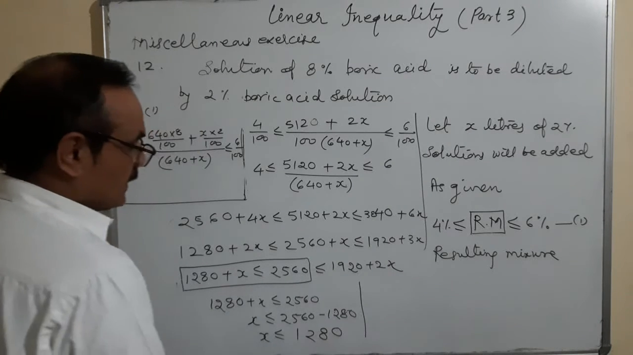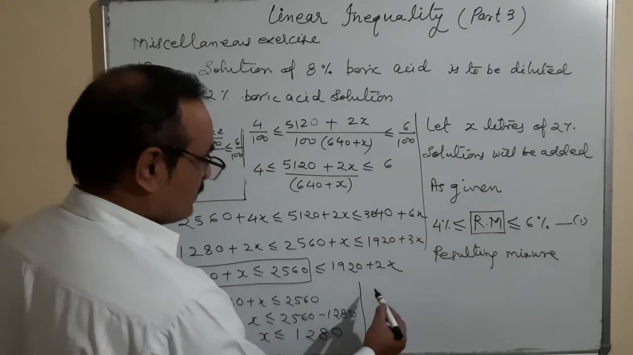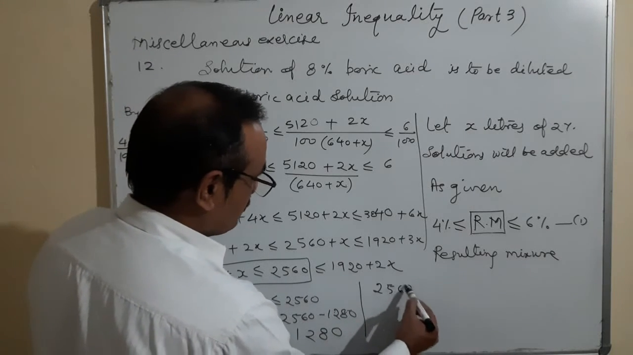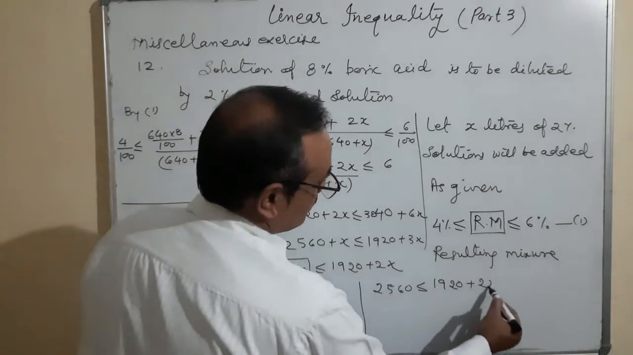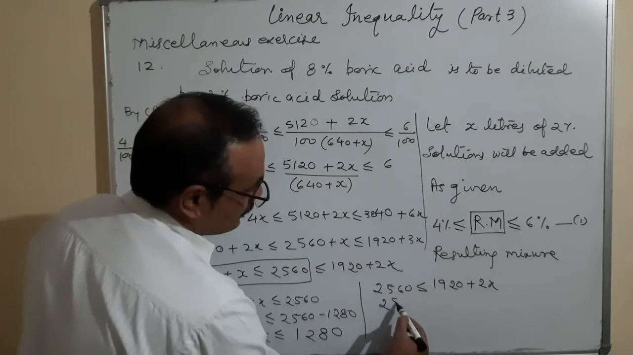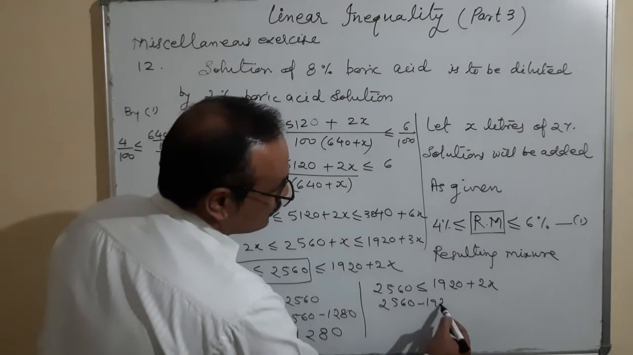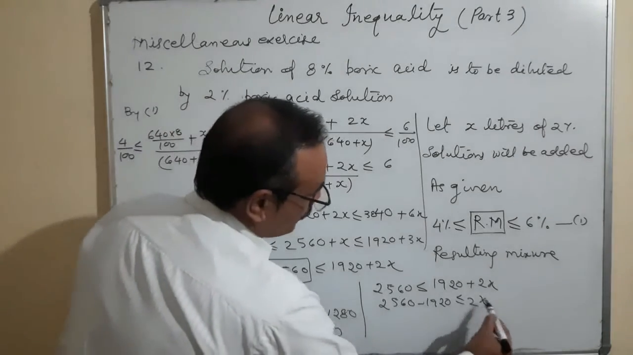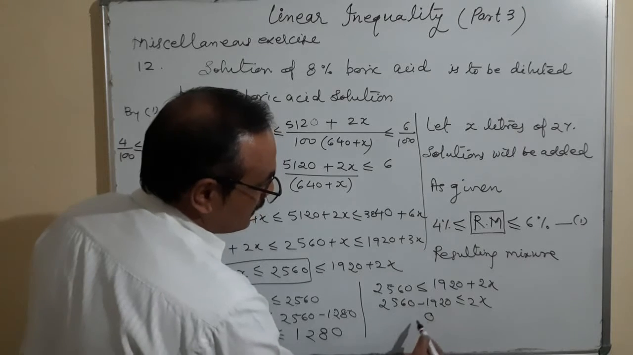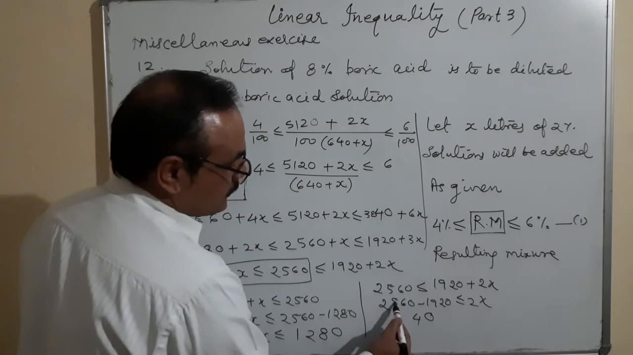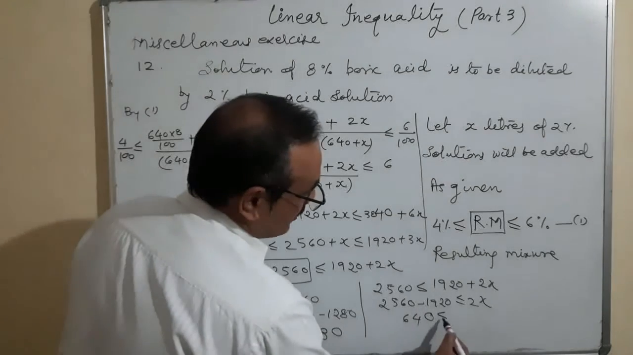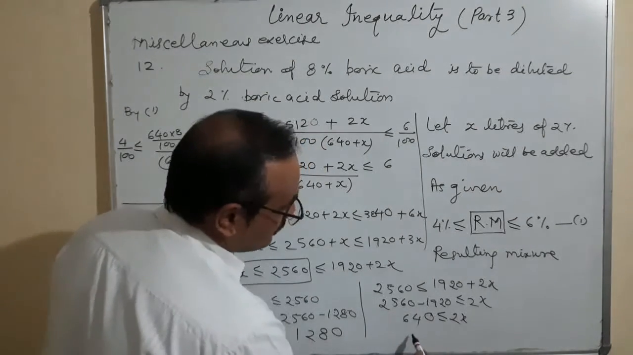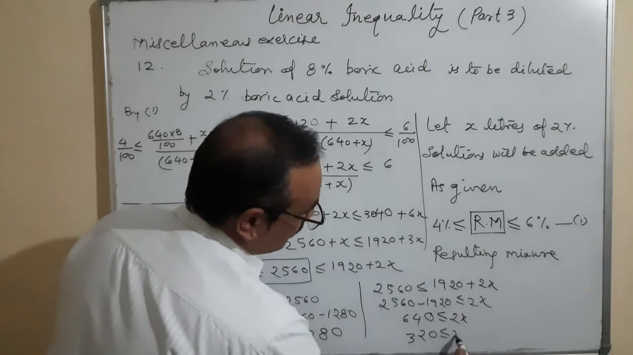And second, I can take this: 2560 is less or equal to 1920 plus 2x. So this will be subtracted here. 2560 minus 1920 is less or equal to 2x. 6 minus 2, 4. It is 15 minus 9, 6. So 640 is less or equal to 2x. Divide by 2, 3, 20 is less or equal to x.